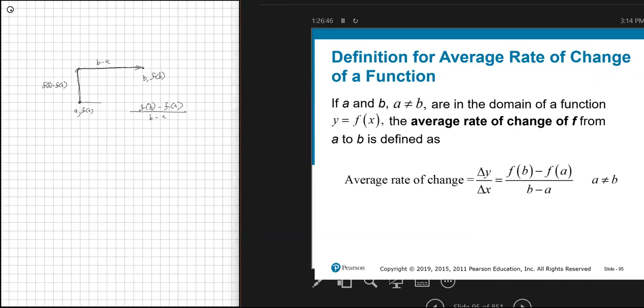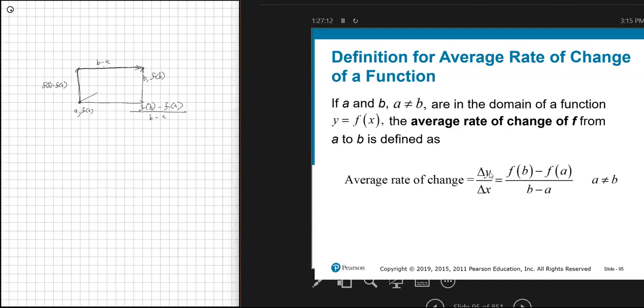These are the X values. So this is the change in the X values. That's what this means down here, the change in the X values. And this going this way is the change in the Y values. And that's what the delta Y means, the change in the Y values.